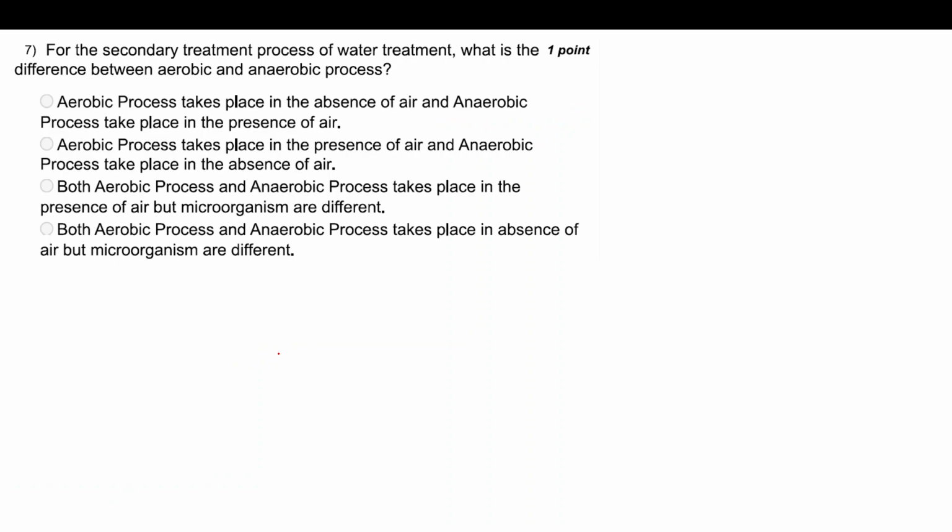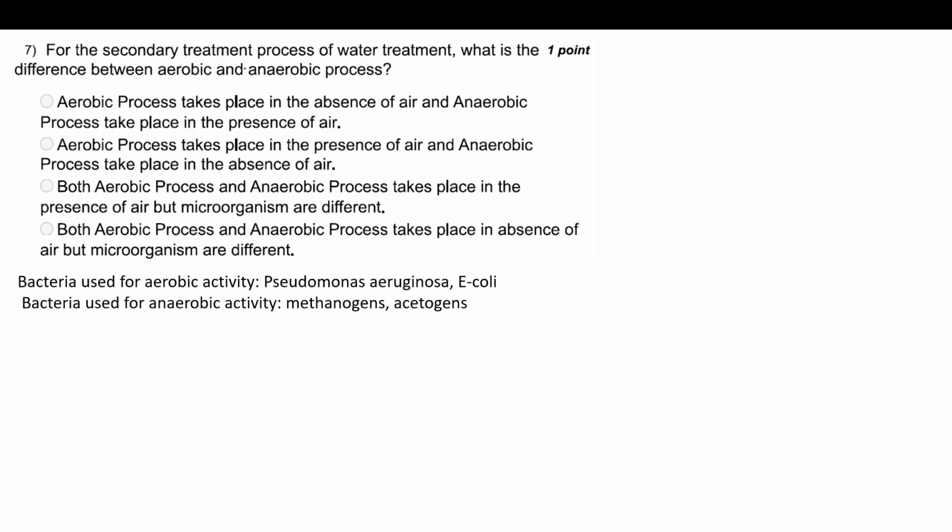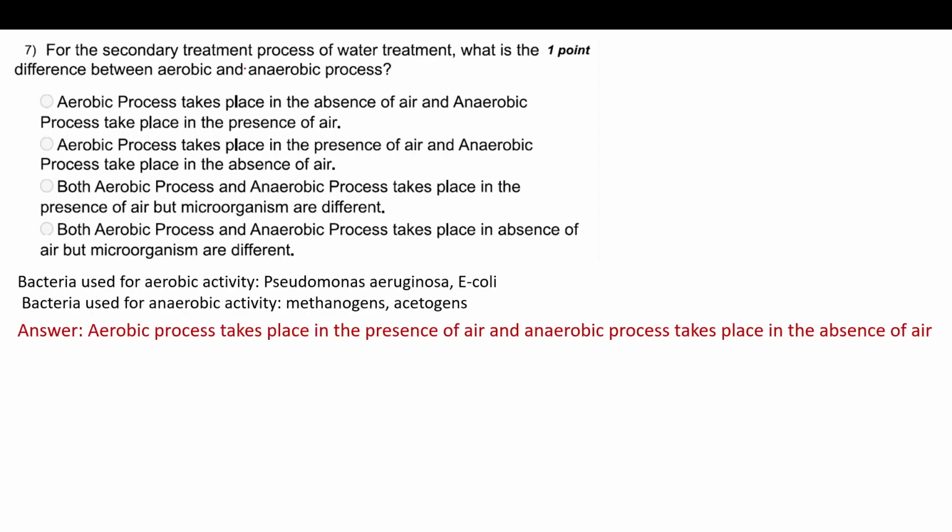Next question is for the secondary treatment process of water. What is the difference between aerobic and anaerobic process? Aerobic is the one which occurs in the presence of oxygen, and anaerobic is the one which occurs in the absence of oxygen. So option B is the correct answer. And these are the types of bacteria or microbes which are used for aerobic and anaerobic activity.